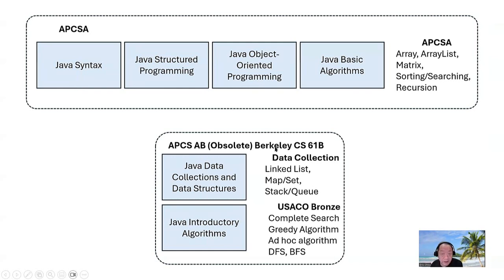For example, for Berkeley CS61B, you will need the AP Comp Sci AB course background. That includes Java data collections and data structures, including linked list, map and set, stack and queue. In that course, you will also include Java introductory algorithms, including complete search, greedy algorithm, ad hoc algorithm, depth first searching, and breadth first searching. These are necessary for USACO bronze level competition.